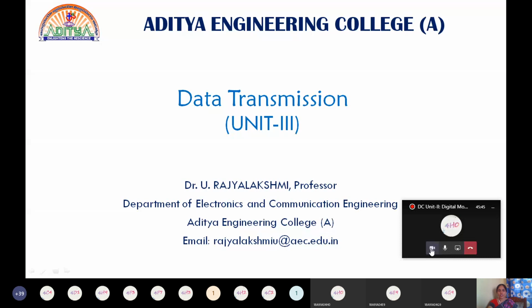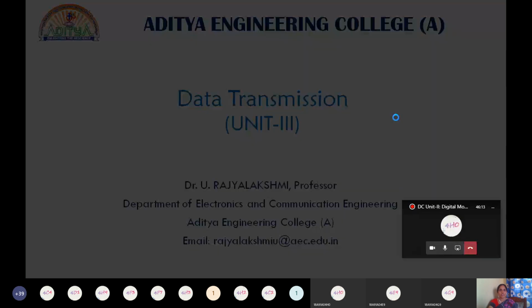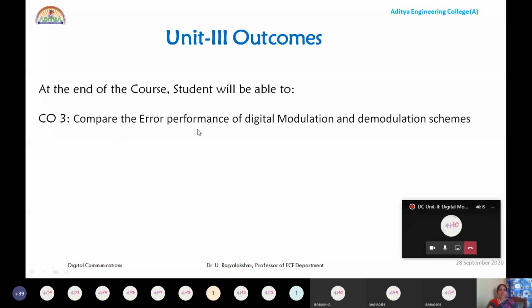In this chapter 3, we'll calculate the probability of error for the 4 techniques mentioned: ASK, PSK, FSK, and QPSK. For the 4 techniques, we should calculate the probability of error. And here we'll consider the best kind of receiver section. Okay, here we'll calculate the error performance for all the digital modulation and demodulation schemes.